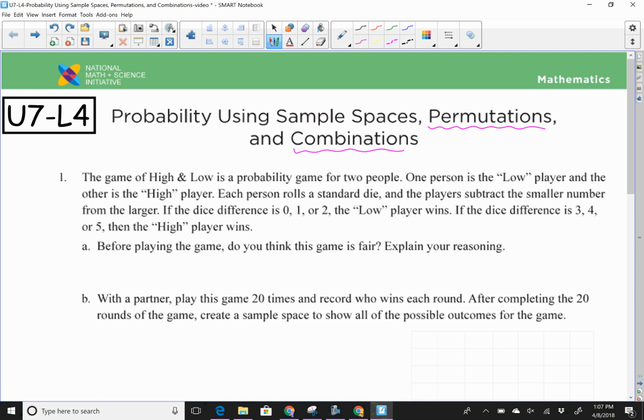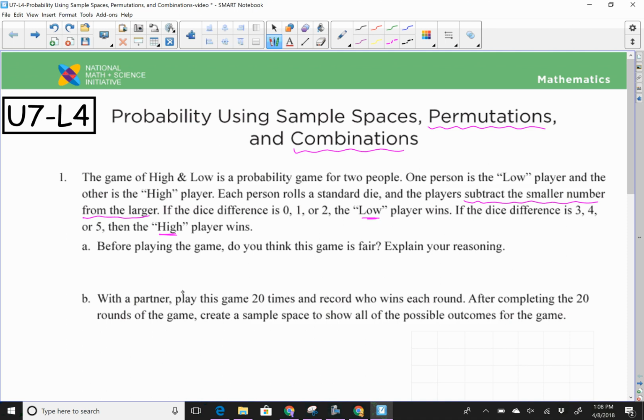It's a probability game for two people. One person is the low player and the other person is the high player. Each person rolls a standard die, and then the players are going to subtract the smaller number from the larger. If the dice difference is 0, 1, or 2, then the low player wins. And if the dice difference is 3, 4, or 5, the higher player wins.